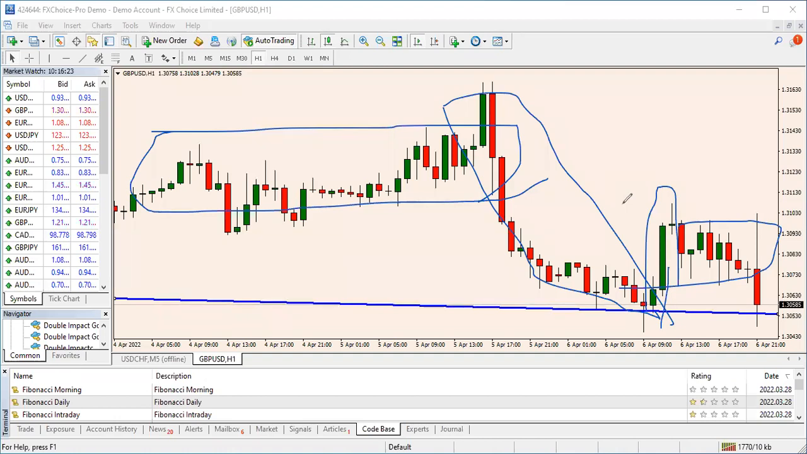Trade the trend. That is T and T. Trade the trend. T and T. Please know this abbreviation. T and T, trade the trend. TDA, top-down analysis. T and T, trade the trend. Are you getting it?